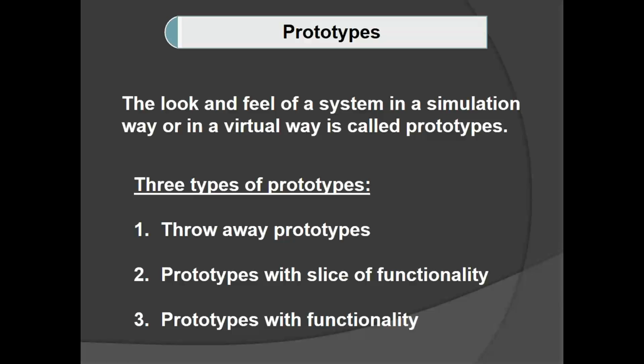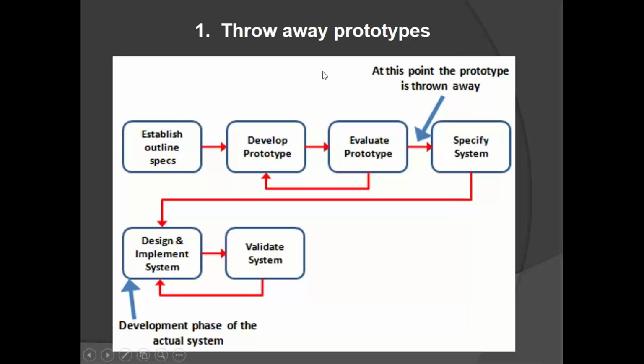Okay. Now we have three types of prototypes. The first one is throwaway prototype, the second one is prototype with slice of functionality, and the third one is prototype with functionality. So these are the three types. Throwaway prototype means we are going to use this prototype in the project for a certain period of time, and after that, whatever result it gives, we are going to continue the project with the help of that result, and we are going to throw the prototype.